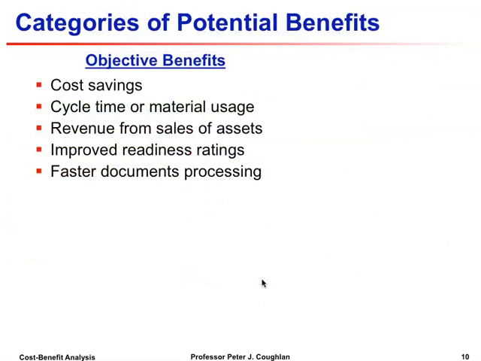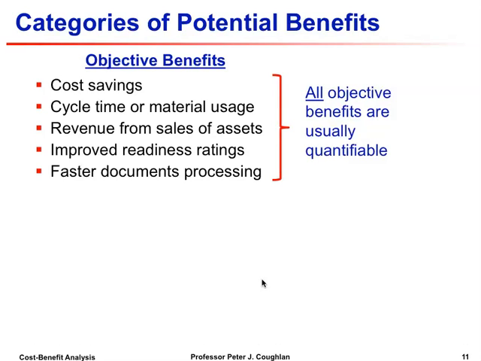Now, think about categories of potential benefits. There are what we call objective benefits, things like cost savings, cycle time or material usage, revenue from sales of assets, improved readiness ratings, faster document processing. Things where there's no question that there is a benefit, and moreover, they are generally measurable and therefore quantifiable, right? Improved readiness in and of itself might seem like, well, how do you measure that?